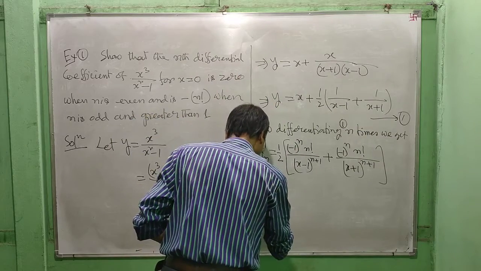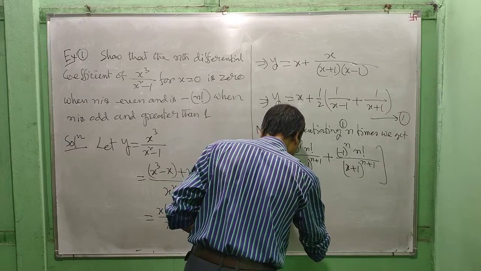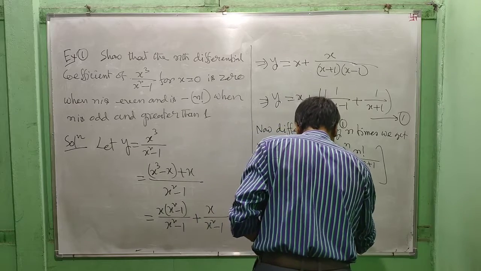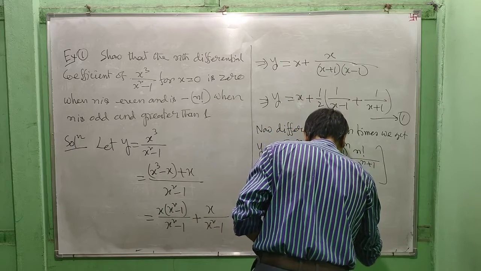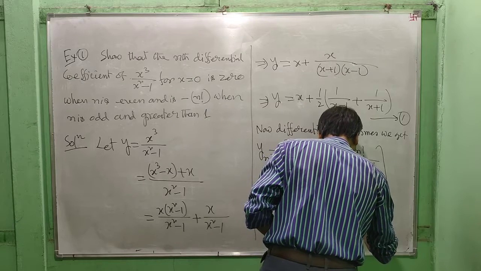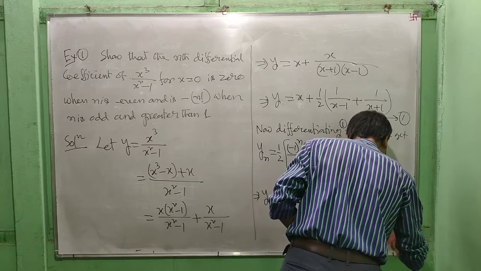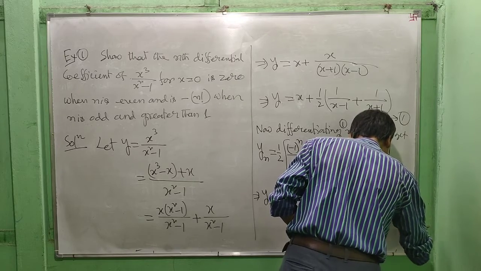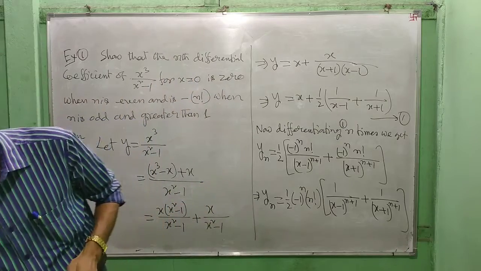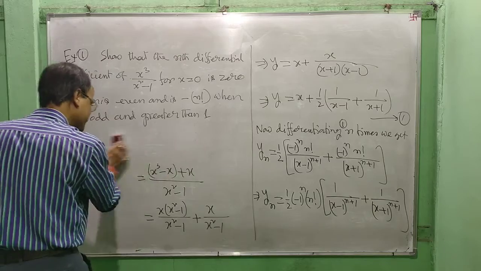Or y_n, you will get half into minus 1 whole to the power n factorial n into 1 by x minus 1 whole to the power n plus 1 plus 1 by x plus 1 whole to the power n plus 1.